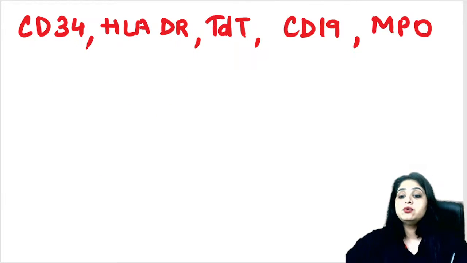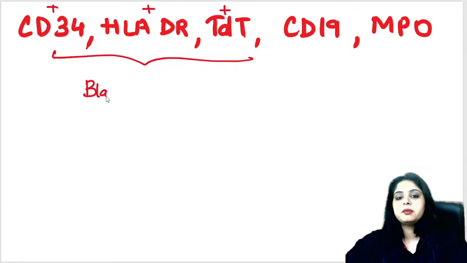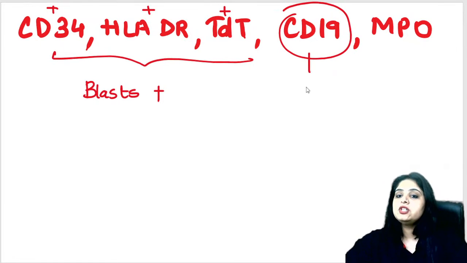But what happens when you have this kind of a scenario? Let's go in the same manner. CD34 positive, HLA-DR positive, TDT positive, all of them are blast markers. Ma'am, this is definitely a blast. Which leukemia? Now, CD19 is the hero of which lineage? B. I thought, okay, it will be BALL.